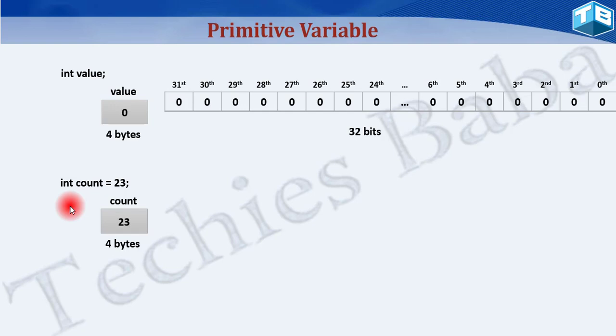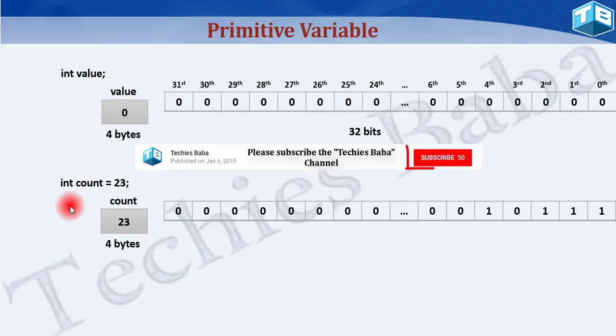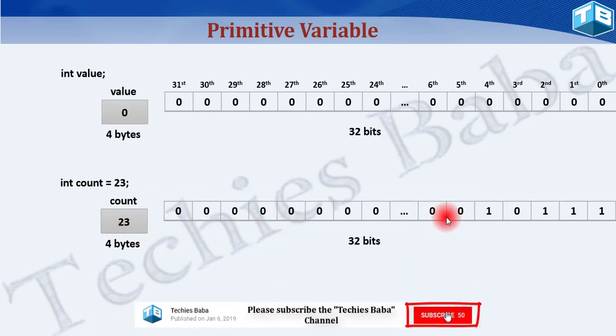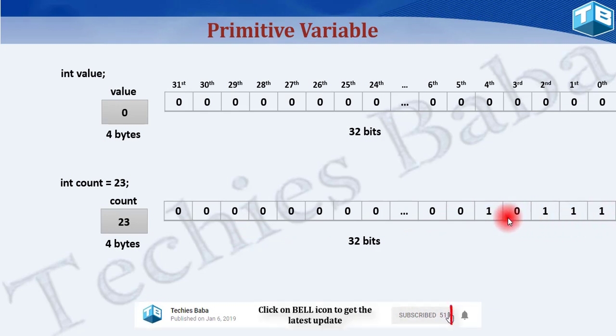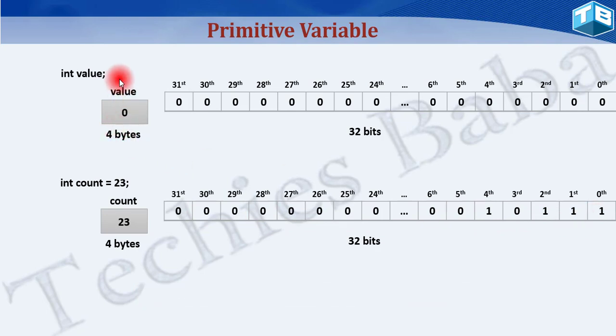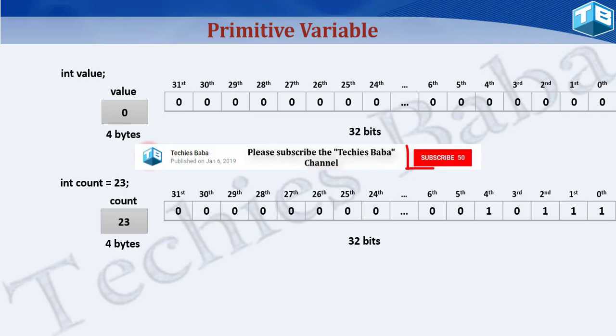In the bit representation, we have a total of 32 bits of memory where the value 23 will be stored in binary. So this is the binary value for 23. So we can have either the default value if you are not providing any value. If you provide the initial value, then the initial value will be stored inside your memory block. This is for the primitive type, the primitive variable.